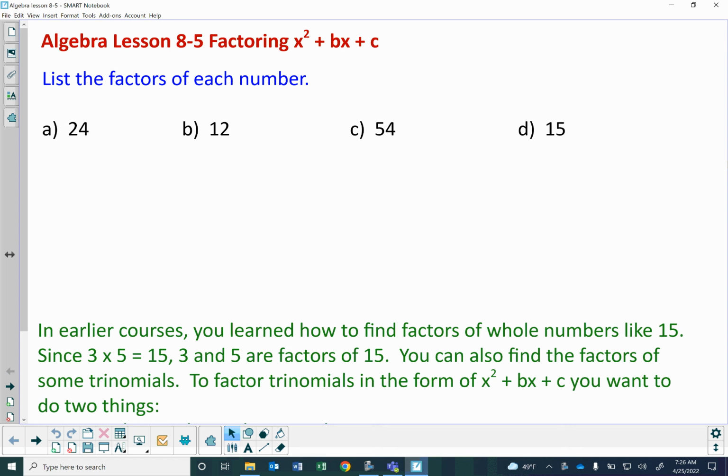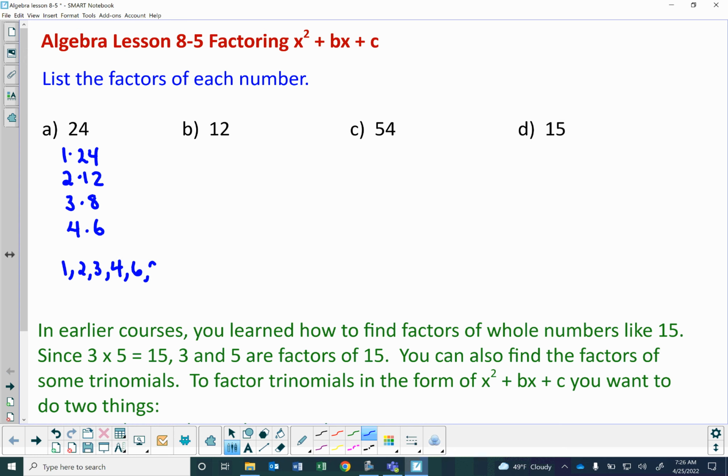If I said, please list the factors of 24, the easiest way to do that would be to think of all the numbers that divide into 24 evenly, starting with the smallest number. For example, I know that 1 times 24 is 24. 2 times 12, 12, not 13. 3 times 8, and 4 times 6. I know that 5 doesn't go into it, and then I'm back to 6, so I know I've hit all my factors. So my factors of 24 are 1, 2, 3, 4, 6, 8, 12, and 24.